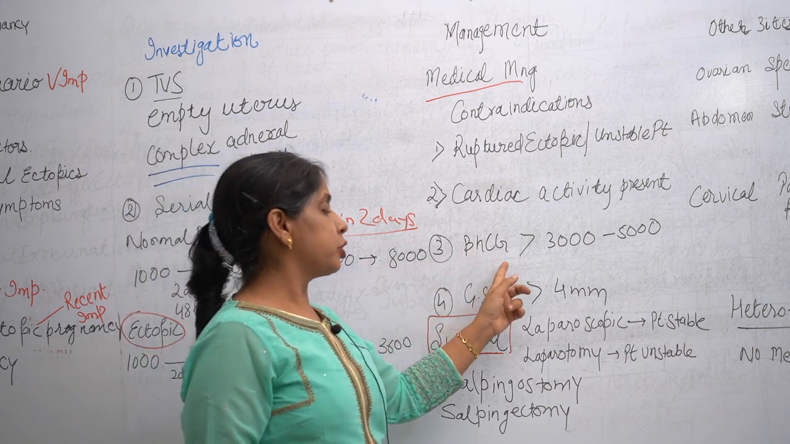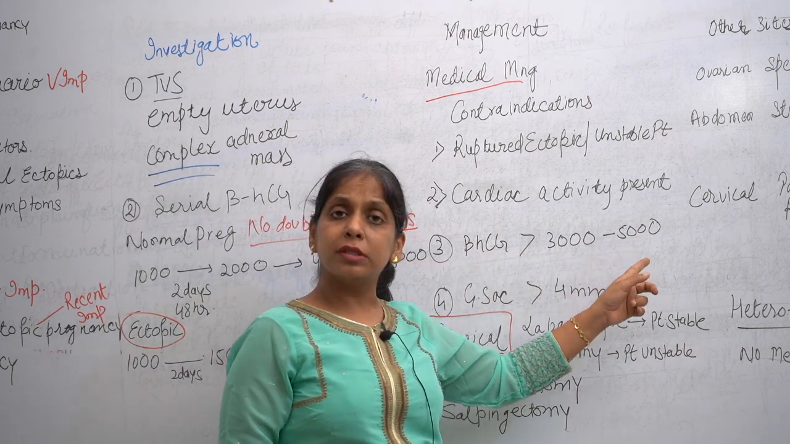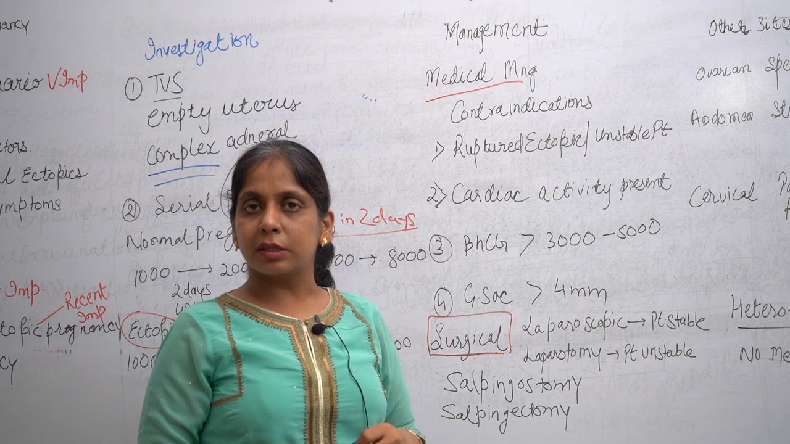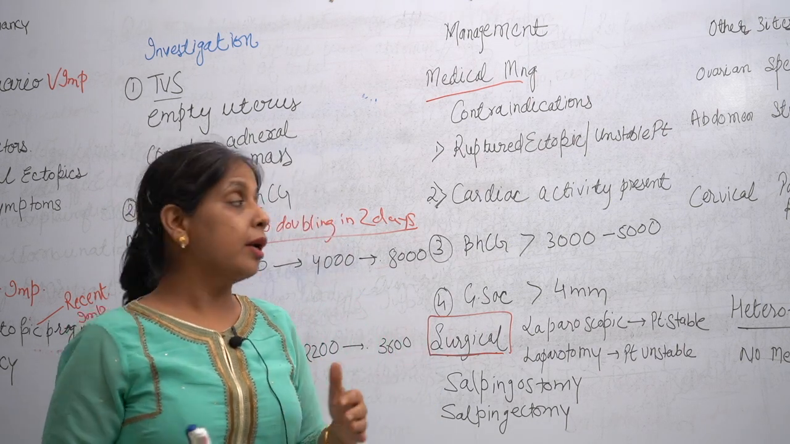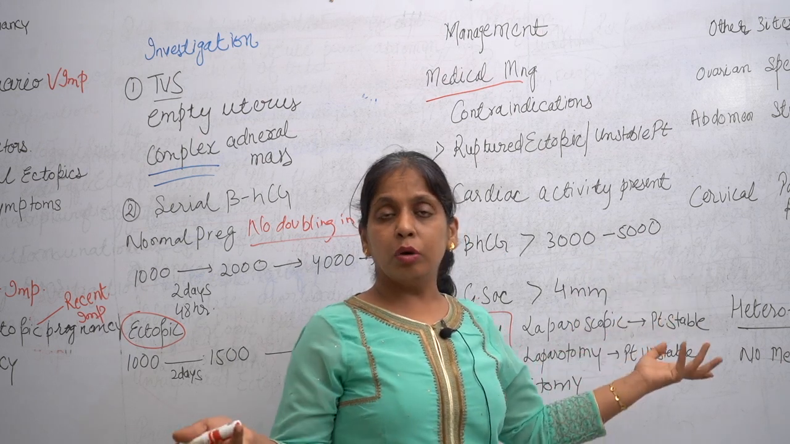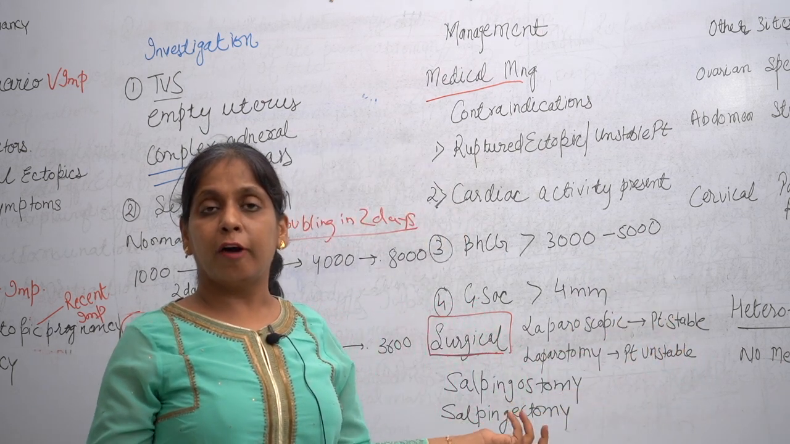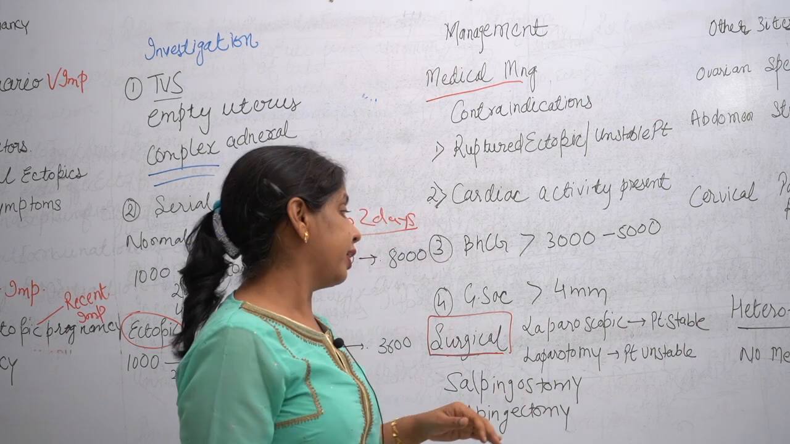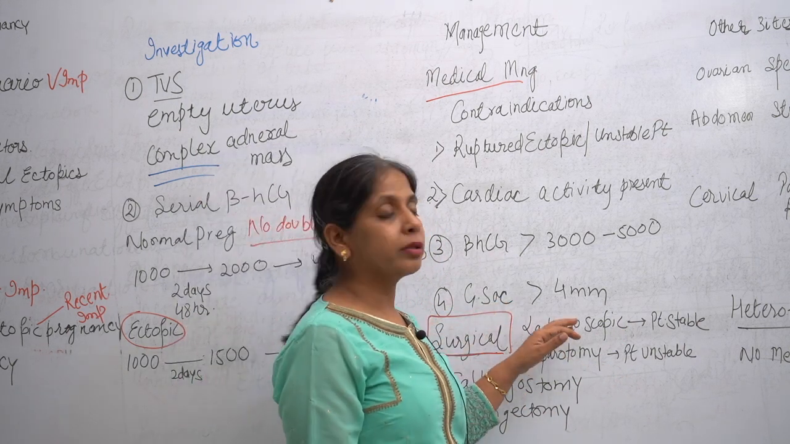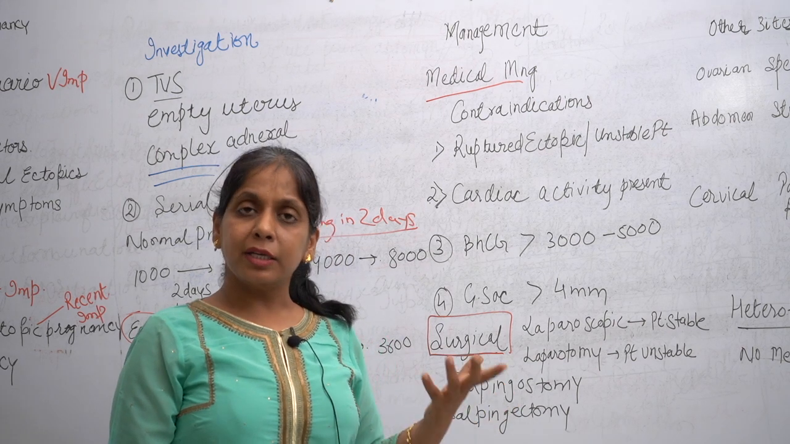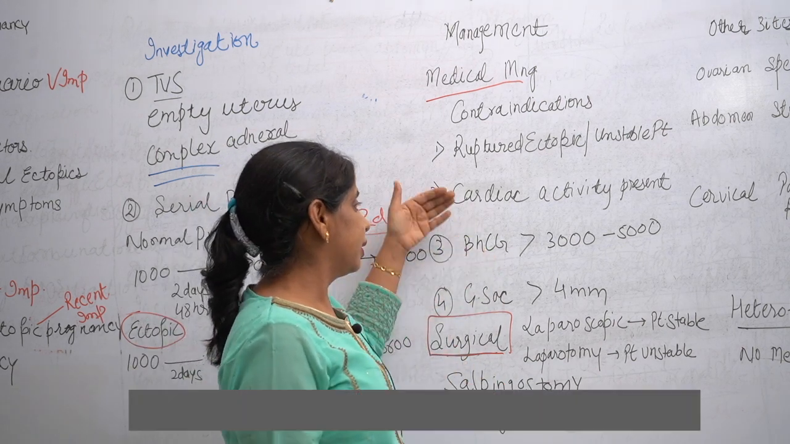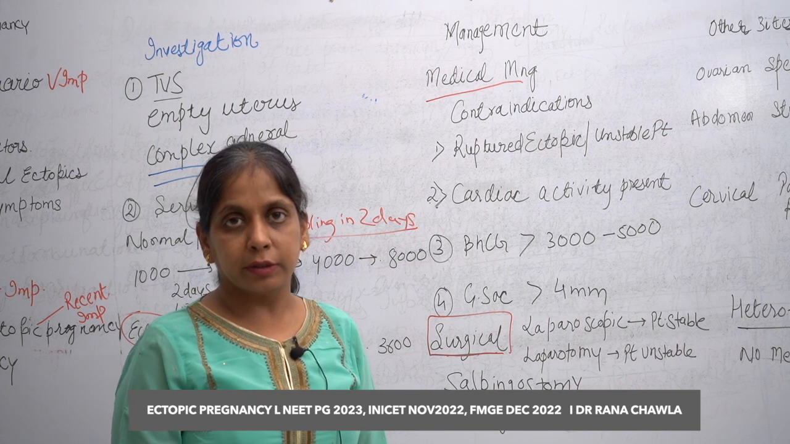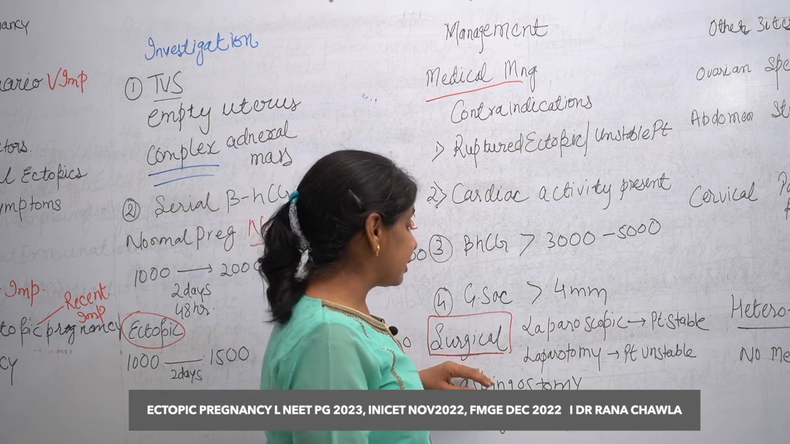We will not give medical management if the beta HCG is more than 3000 to 5000, because this high level is around 5 to 6 weeks. Again, it means that this pregnancy is not ruptured, but soon it will rupture. So why give medical management? If it is more than 3000 to 5000, we are not going to give it. If the gestational sac diameter is more than 4 mm, we are not going to give medical management. All these points indicate that this pregnancy is soon going to rupture.